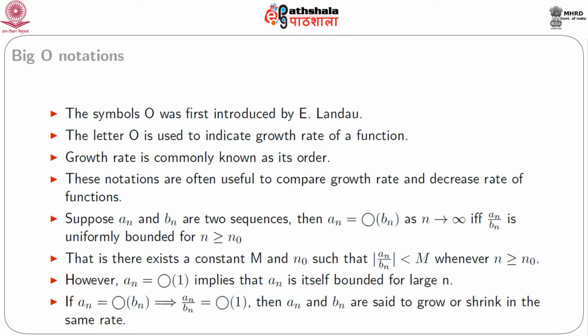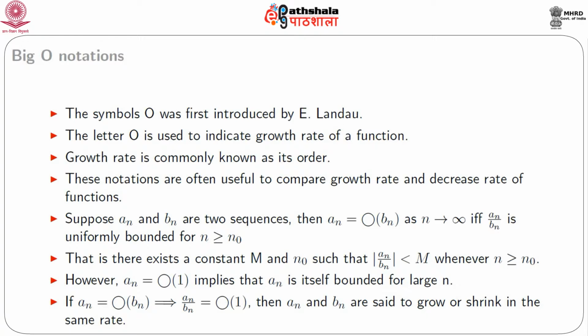These notations are often useful to compare growth rate and decrease rate of functions. Suppose a_n and b_n are two sequences. Then a_n equal to O(b_n) as n tends to infinity if and only if the ratio a_n by b_n is uniformly bounded for n greater than or equal to n_0. That is, there exist a constant M and n_0 such that |a_n/b_n| is less than M whenever n exceeds n_0. However, a_n equal to O(1) implies that a_n is itself bounded for large n.